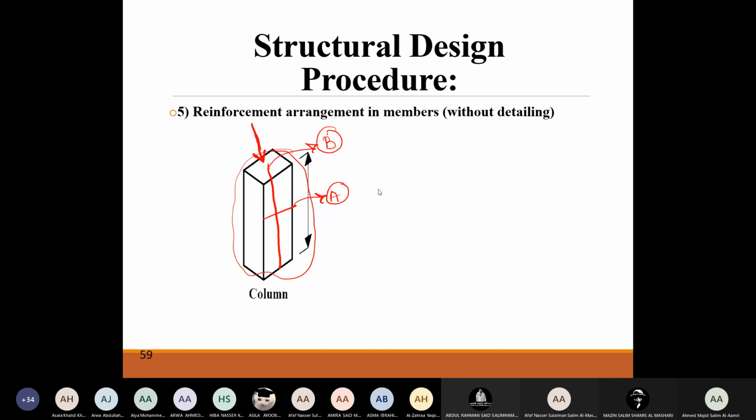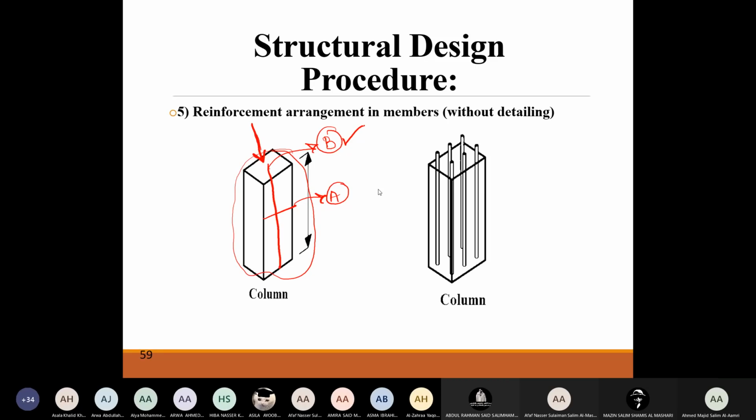Now the correct answer is going to be B, of course. If I don't want my column to go down, I put the reinforcement to be vertical, not horizontal. That's why we see our reinforcement for the column in this way.